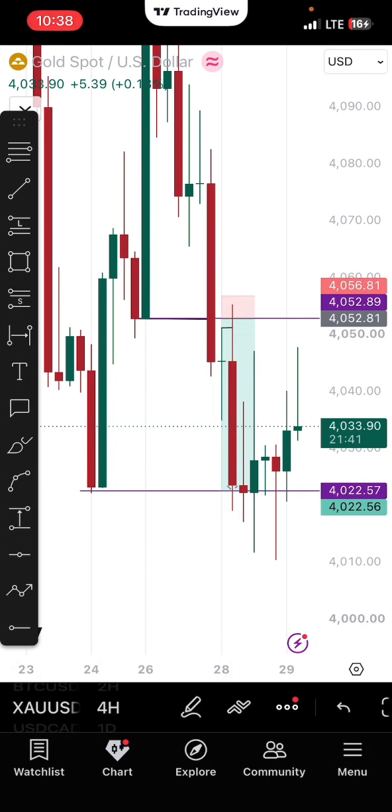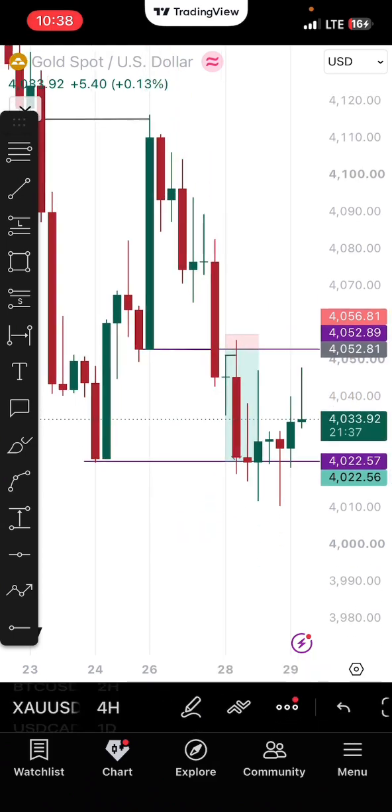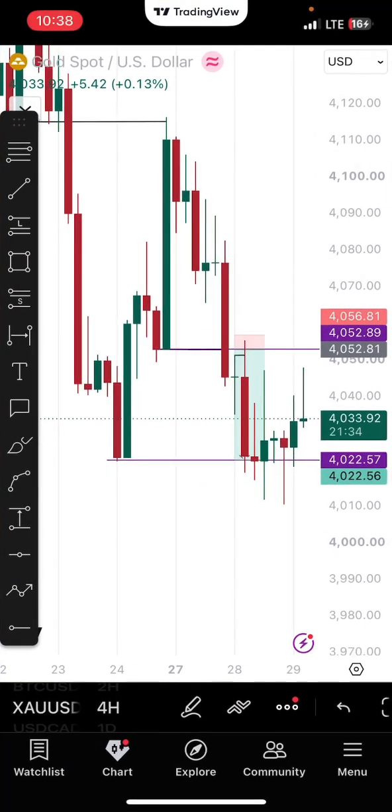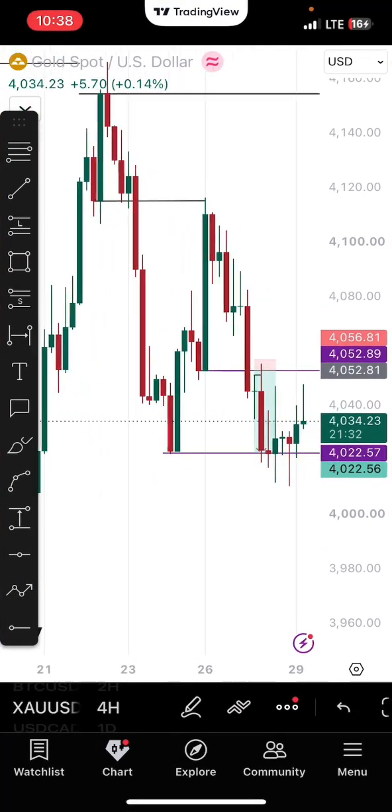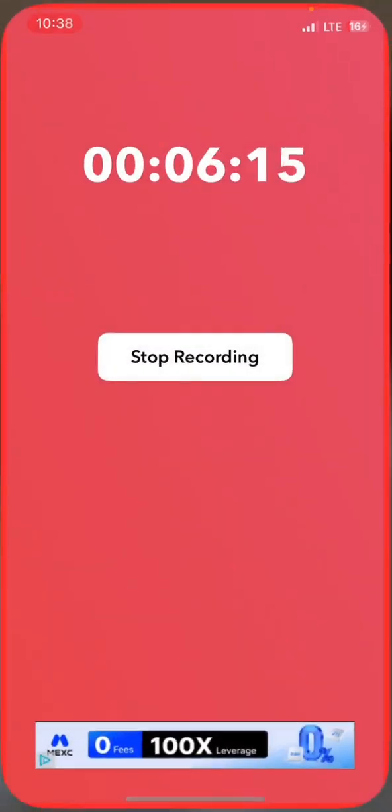So after this break, we had the single candle inducement and we had ourselves. That was that for XAUSD. So nothing much, very simple trade.